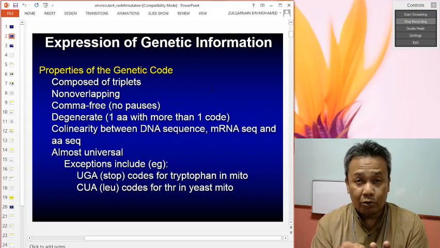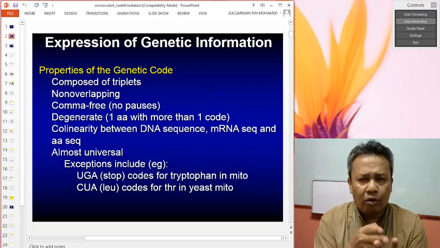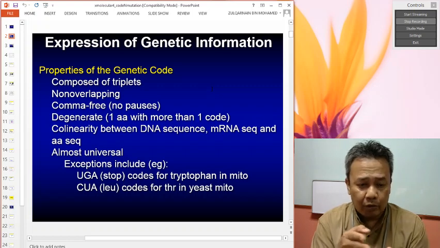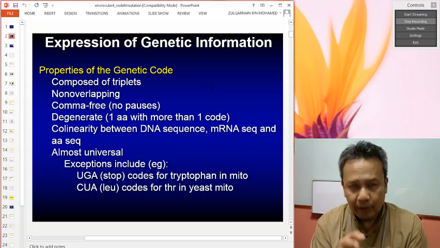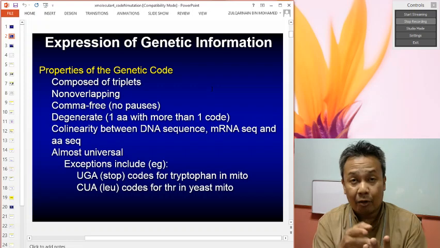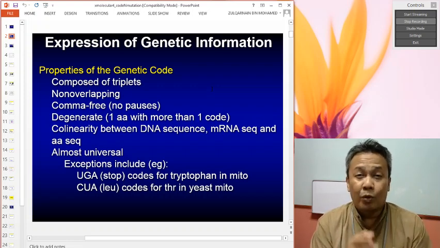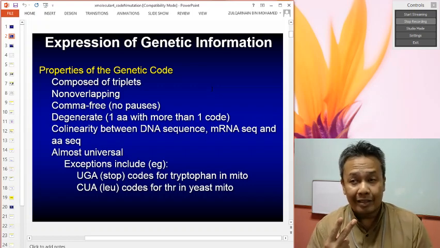The third one can also be A, T, C, G. So there are four options for each slot. So 4 times 4 times 4, that's where you get 64. So there are 64 possible combinations, but you only want to code for 20 amino acids.